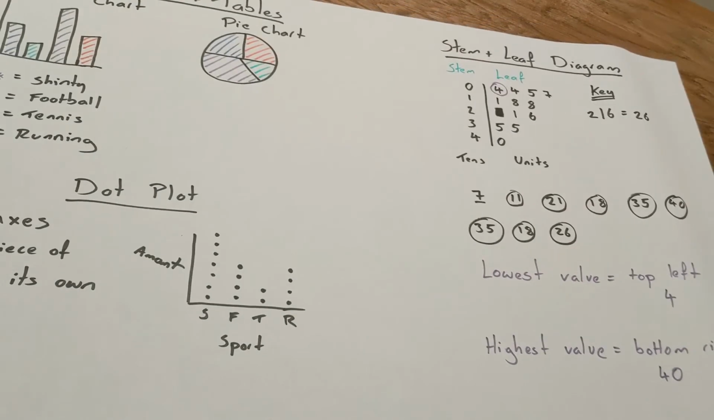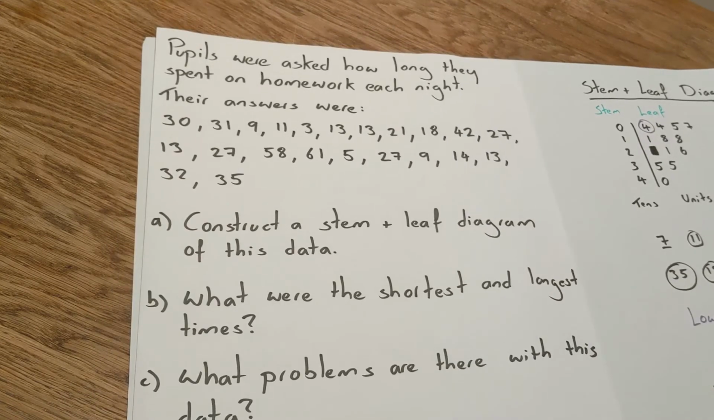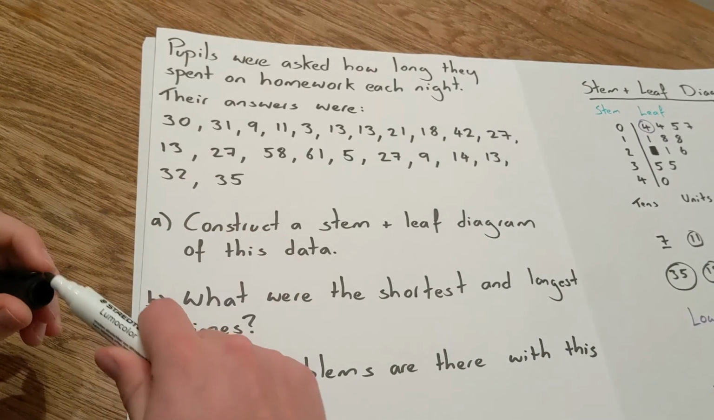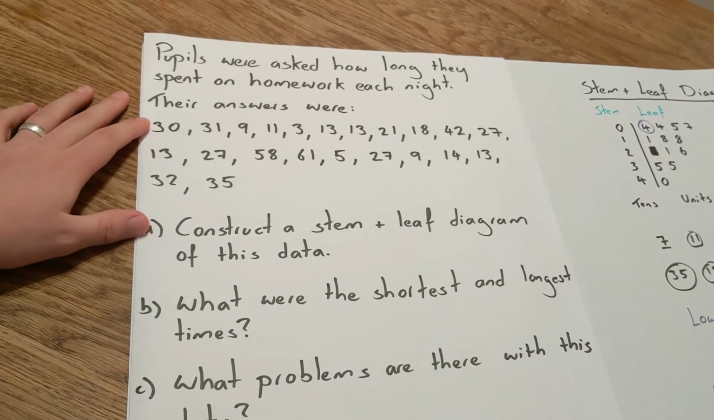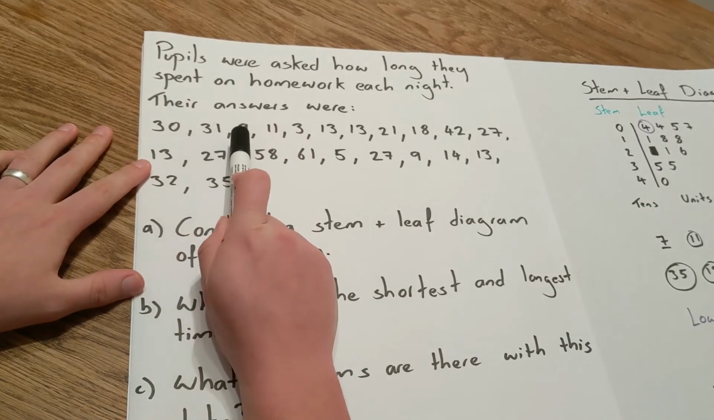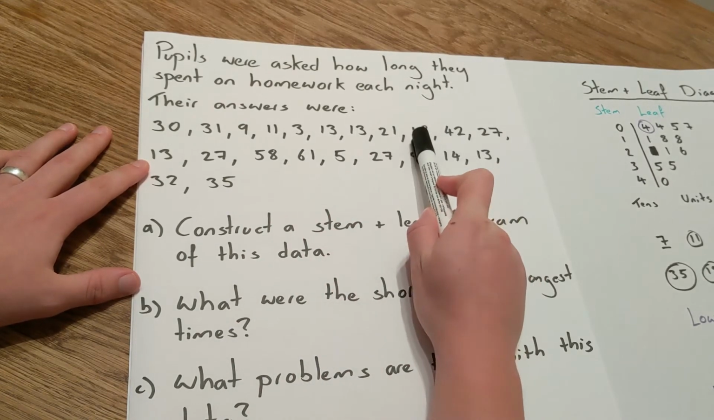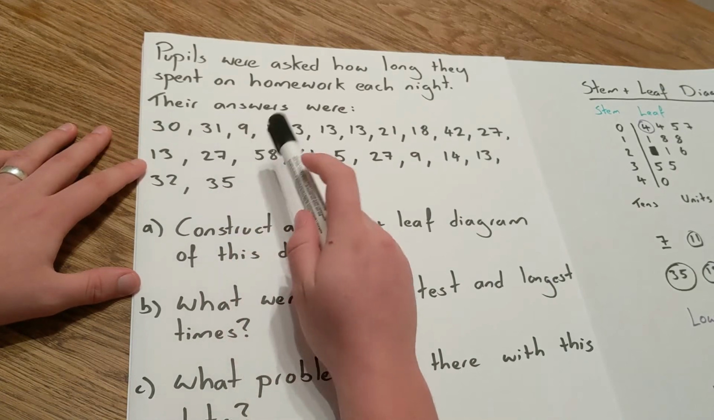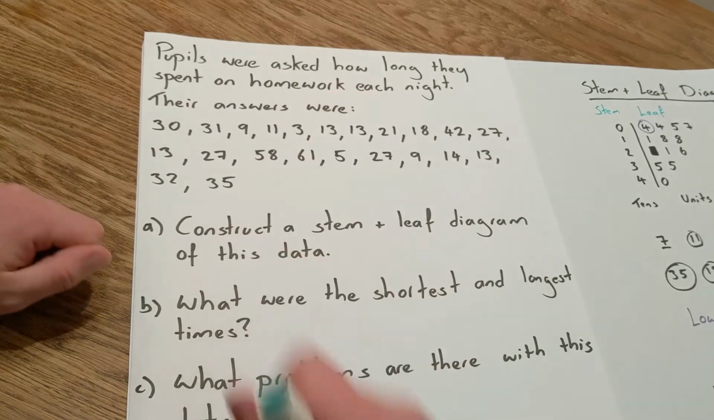So let's look at a question then that's actually going to use this. Let's look at this question here. Okay, so pupils were asked how long they spent on homework each night. Then they gave these answers. So their answers were 30, 31, 9, 11, 3, 13, 13, 21, 18, 42, 27, 13, 27, 58, 61, 5, 27, 9, 14, 13, 32 and 35.